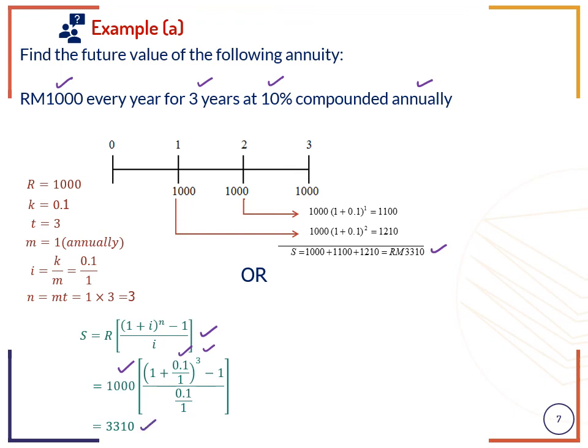3,310 ringgit. To find the amount of interest, use this formula, I equal to S minus N multiply R, where S is 3,310, N is 3 and R is 1,000. So the amount of interest is equal to 310 ringgit.